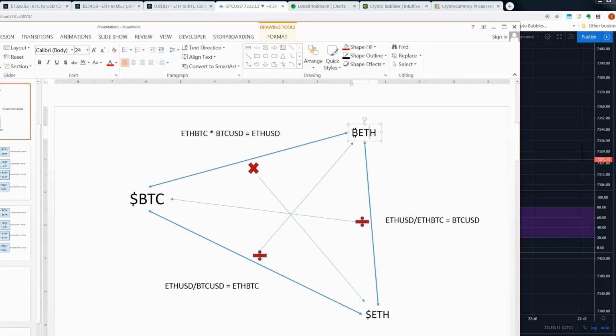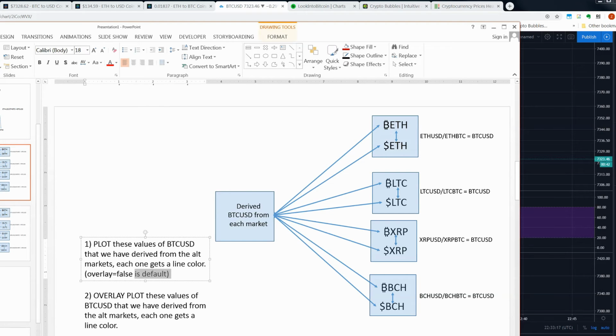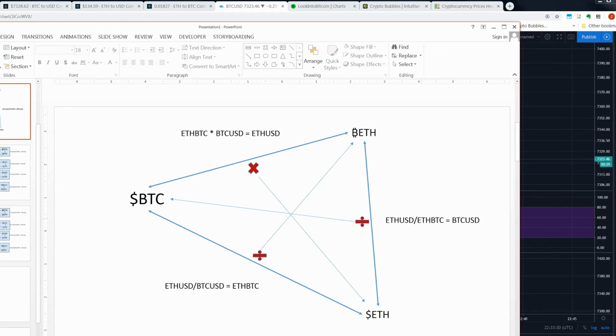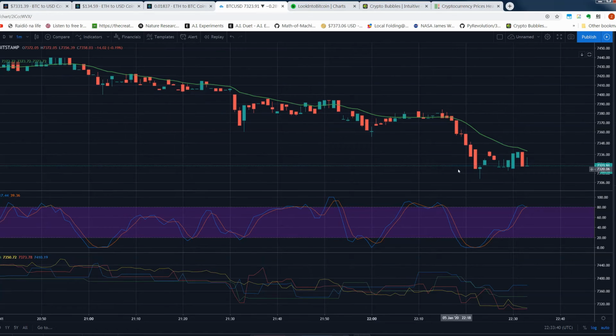And I'm doing that for all 4 of these alt markets. So that's what this looks like. It's just another graphic, and overlay is false because it's a separate indicator right now. But I do want to show you what it looks like when we plot this and overlay it on the Bitcoin chart. So let's do that next, and we can talk about what that looks like and see if that's any more of an indication. But why don't we do some analysis on this first?